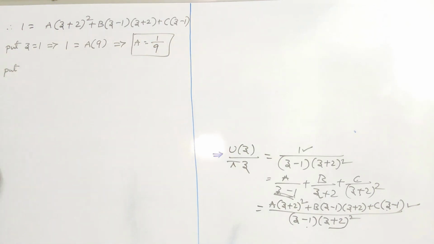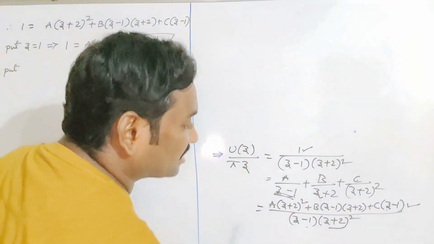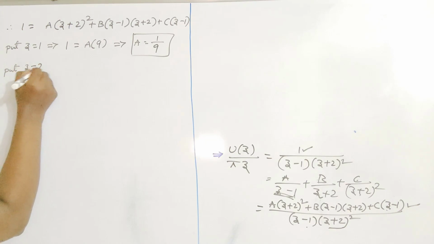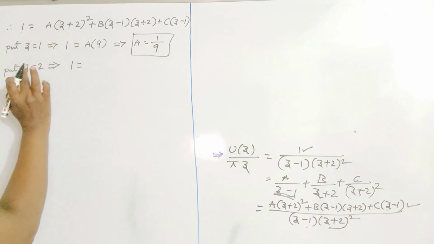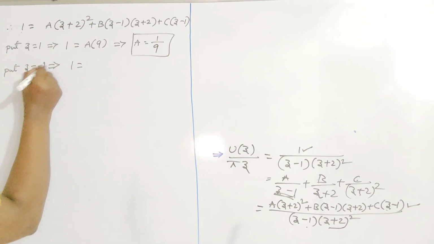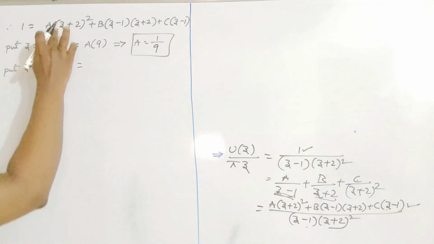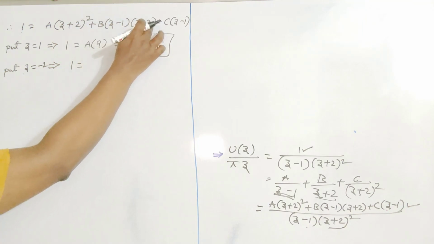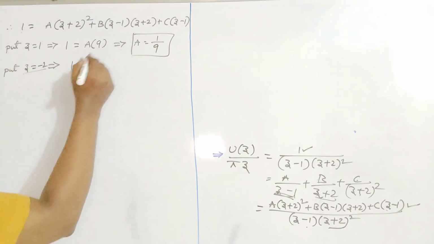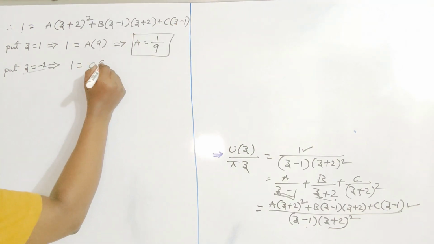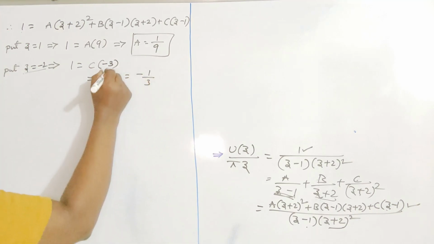Now what are the denominators of B and C? For both B and C, Z plus 2 is the factor. So if you replace Z, you will get C value. So 1 is equal to, we have to replace minus 2, not plus 2. Root of Z plus 2 is minus 2. That's why we have to replace Z is equal to minus 2. So minus 2 plus 2, 0, minus 2 plus 2, 0. A and B are eliminated by replacing Z is equal to minus 2. So C into minus 2 minus 1. It would be minus 3. So you are getting C is equal to minus 1 by 3.